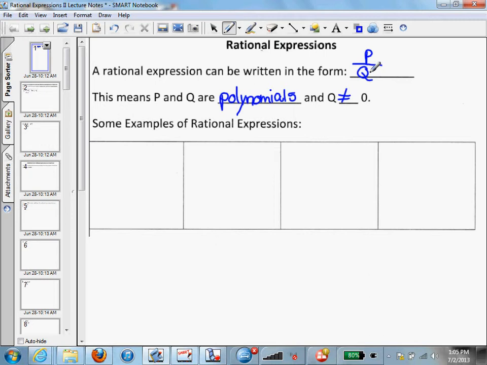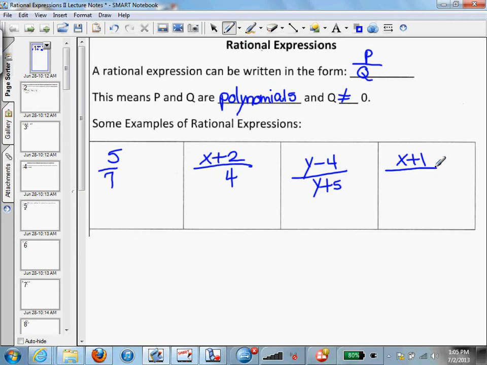Okay, some examples of rational expressions that you may see in this section could potentially look something like 5 over 7, the fraction of x plus 2 over 4, maybe something like y minus 4 over y plus 4, and even something like the fraction of x plus 1 on top, with the denominator being x squared plus 3x plus 6.